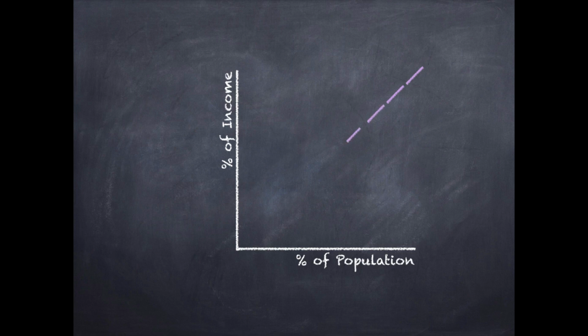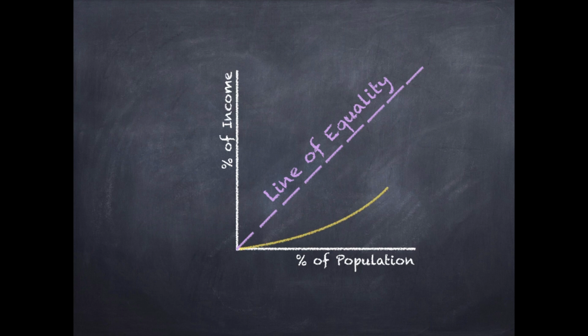I like to use a dotted line for this one, but I suppose you could use a straight line too. It's really a matter of personal preference. But that's going to be your line of equality. And then we're going to have this thing right here, which is the actual Lorenz curve. There you go. And then there are two areas that you're going to need to look at on here.